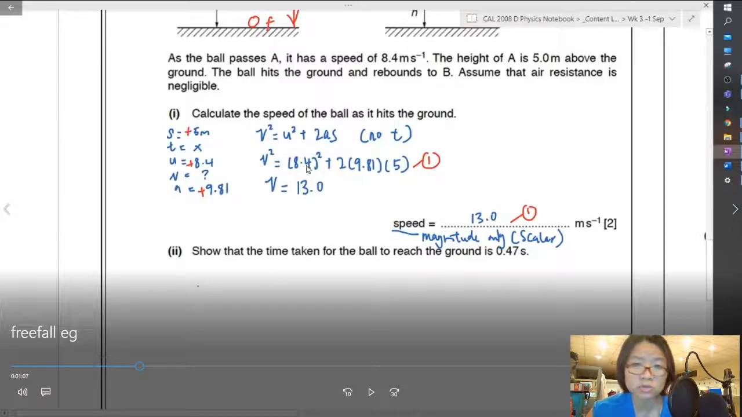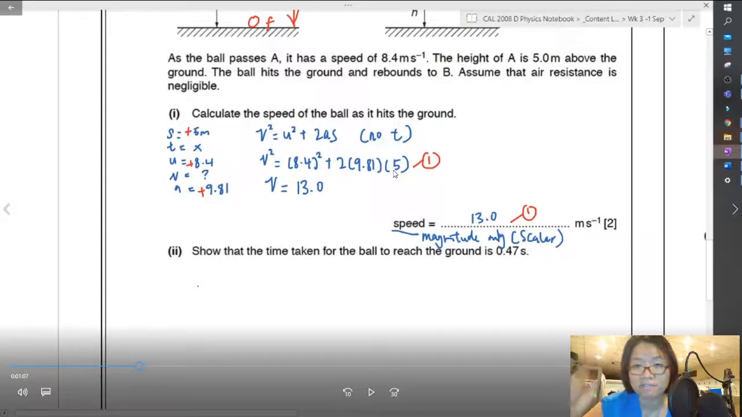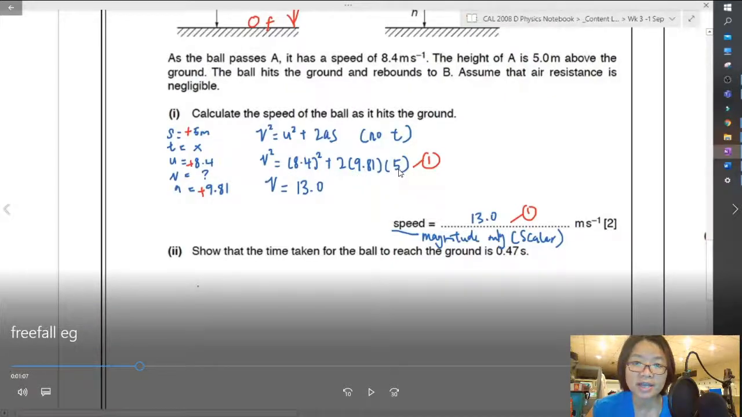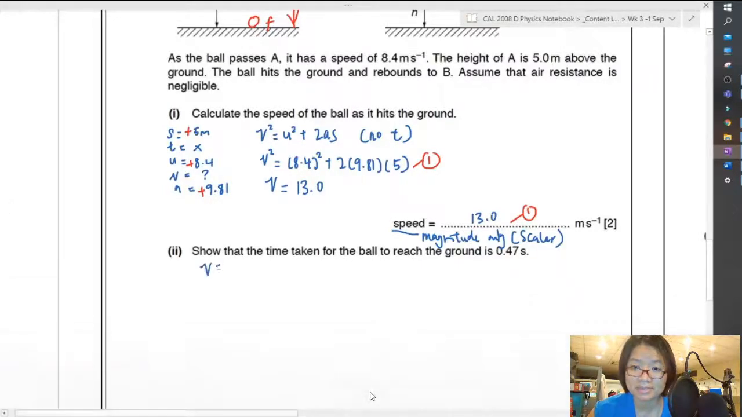And this substitution is only correct if 8.4 and 9.81 and 5 have the same sign. So either 8.4, 9.81 and 5 are all negative, meaning you are taking up as positive, or 8.4, 9.81 and 5 are all positive, like this case. We will check this working. If you don't get this mark, you probably won't get the final answer mark as well. So writing out your working clearly is very important, okay? Don't skip steps. Alright, next.